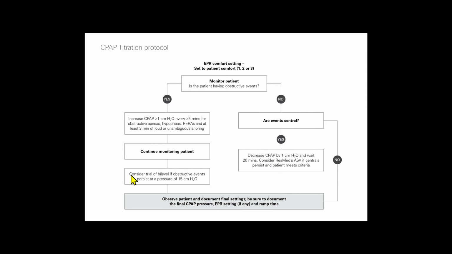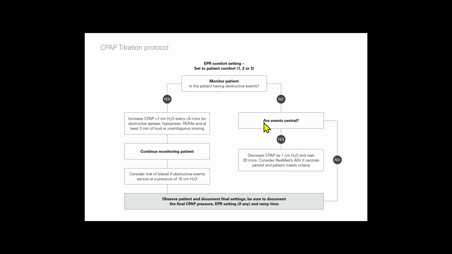Then it says here, consider trial of bi-level if obstructive events persist at a pressure of 15 centimeters or higher. So it's basically saying it's a good idea at around 15 centimeters to switch from CPAP to BiPAP, because a lot of patients will actually do better.